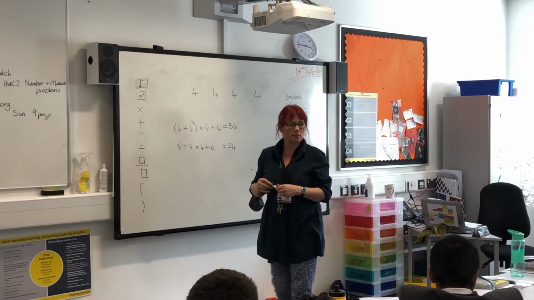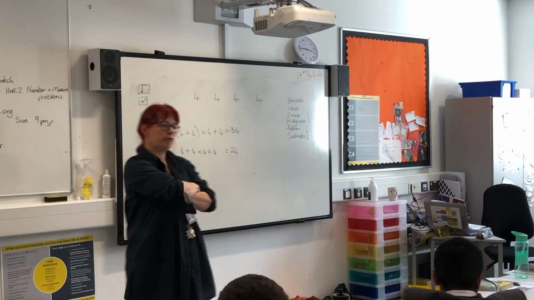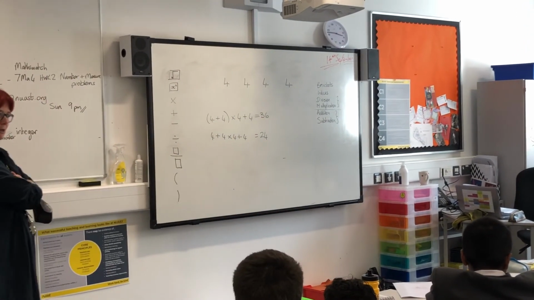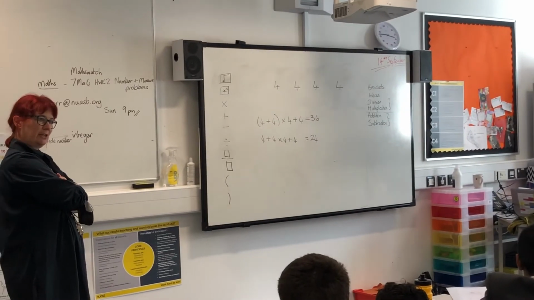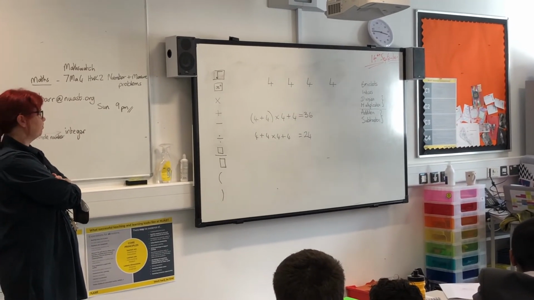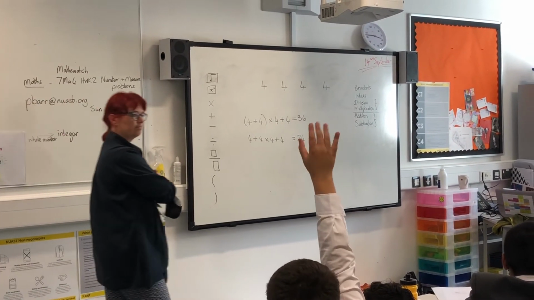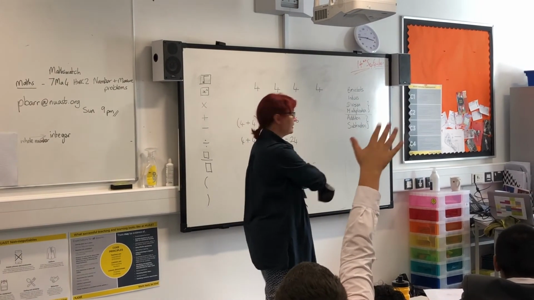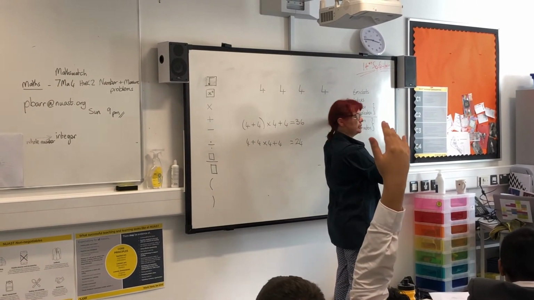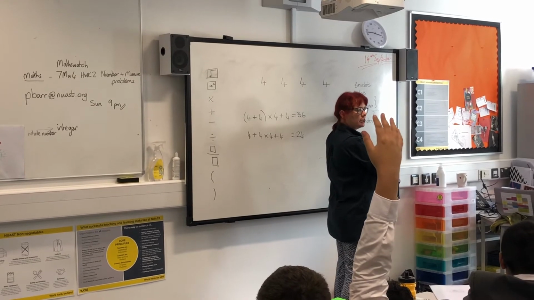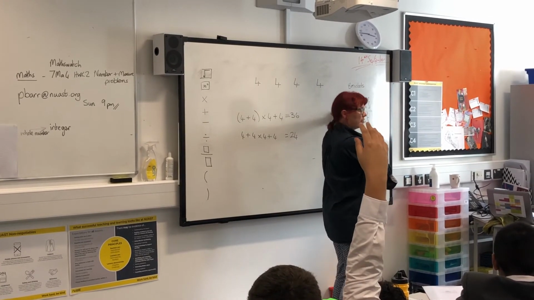Your calculator's scientific, so it does the right thing first. What does it do first? Which bit of the calculation does it do first? 4 plus 4 times 4. Which bit does it do first? 4 times 4, because multiplication comes before addition in the priority.